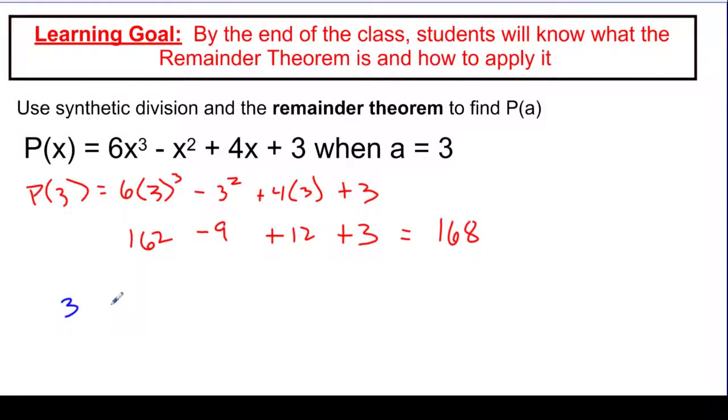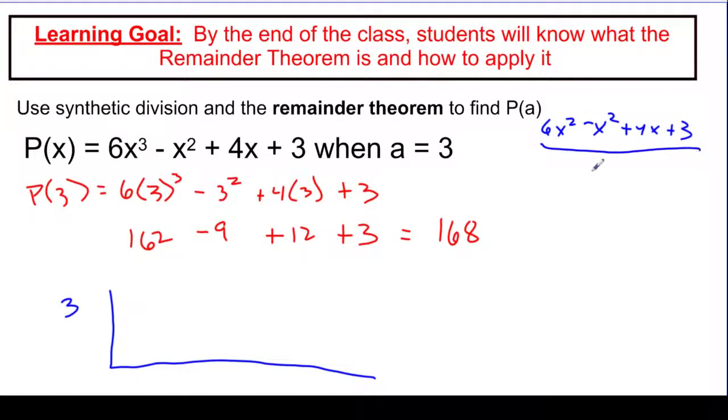If I use this as a 3, really what using a value of 3 means is that we're dividing 6x cubed minus x squared plus 4x plus 3 by x minus 3, right? This is a positive 3. That means I'm doing a subtraction in my problem. I'm looking to see what the quotient is of this problem, right?